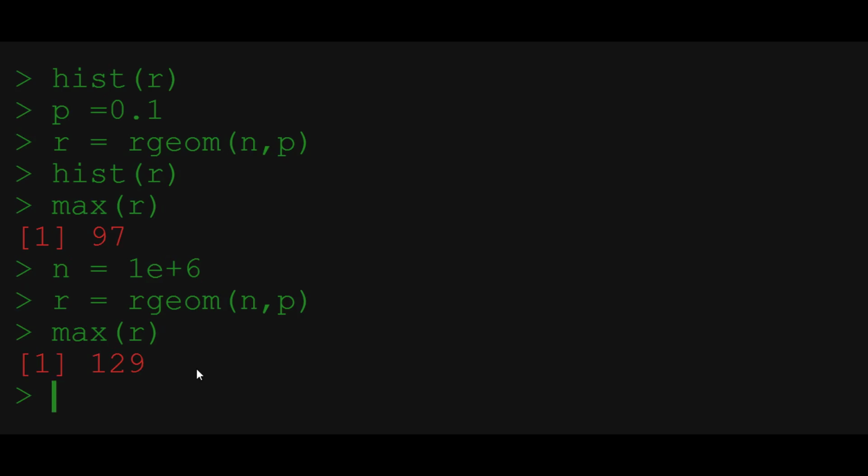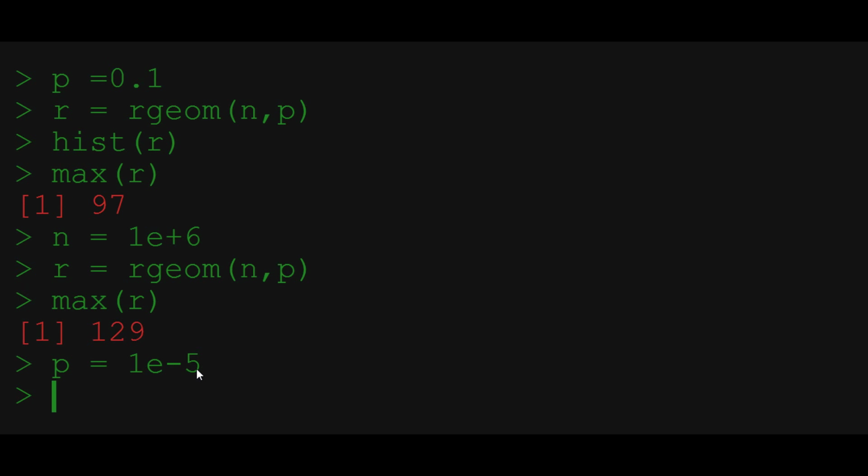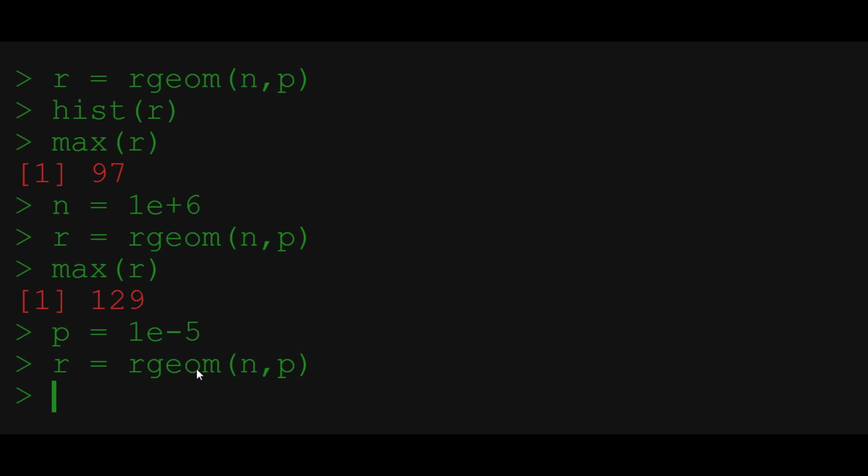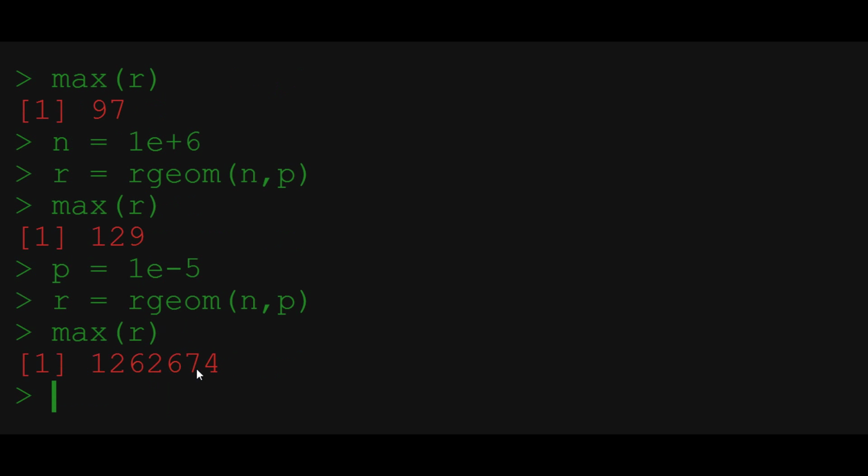Let's try to push this number to the limit. If I want p to be very small, I do the same trick as with the very big. P equal to 1e minus 5 will give me 10 to the power of negative 5. Let's regenerate the results. That is 1 million. Pretty big number. But I want more.